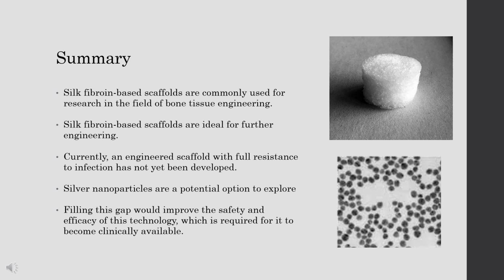Silk fibroin scaffolds are commonly used in the field of bone tissue engineering and are ideal for further engineering. A current issue with this technology is that bacterial infection can interfere with tissue regeneration. It is important because an engineered silk fibroin scaffold with full resistance to infection has not yet been developed. Silver nanoparticles are a potential solution to issues due to infection because of their well-known antimicrobial properties and potential in accelerating the cell proliferation and differentiation process.